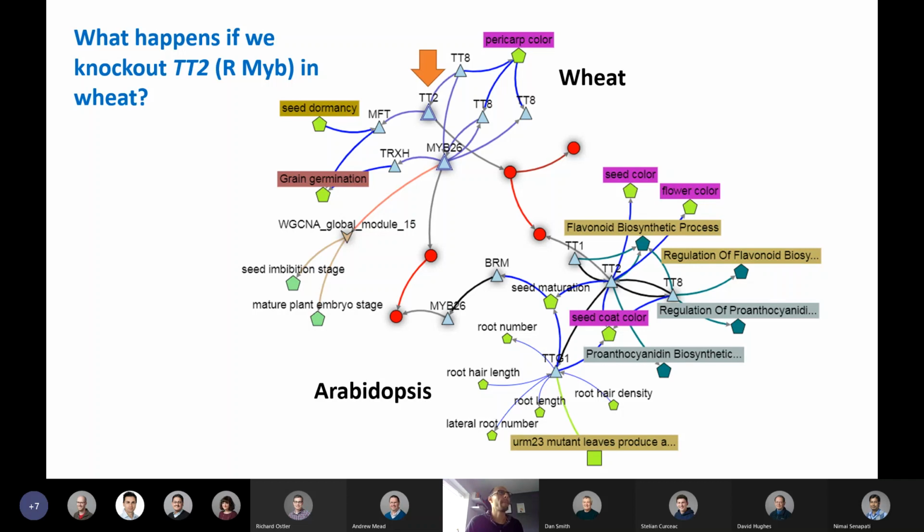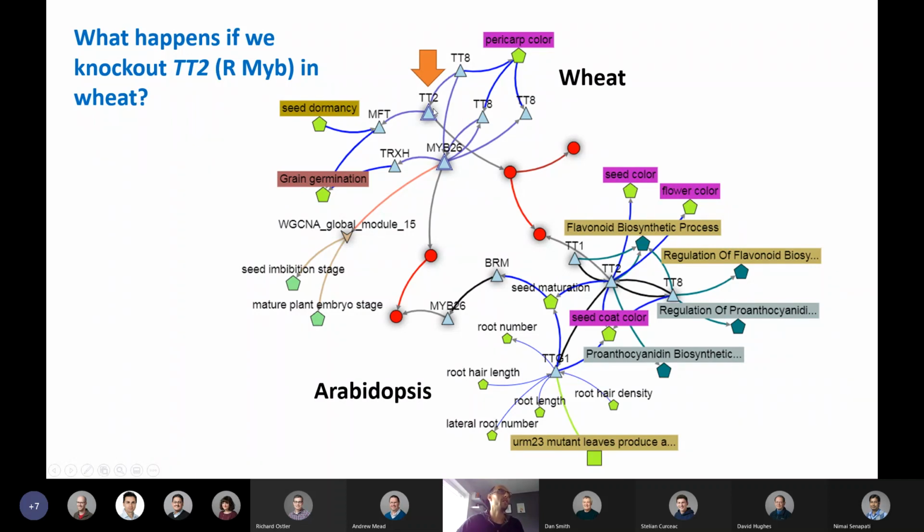So now we can ask the question, so what happens if we knock out a specific gene? If we designed an experiment where we knocked out a specific gene, for example, in this example, it's the TT2 gene or RMYB in wheat. Can the knowledge graph tell us what phenotypes we might be observing without actually doing the experiment? So let's open the knowledge graph and have a look at what it's linked to. So it's showing us a few interesting things.